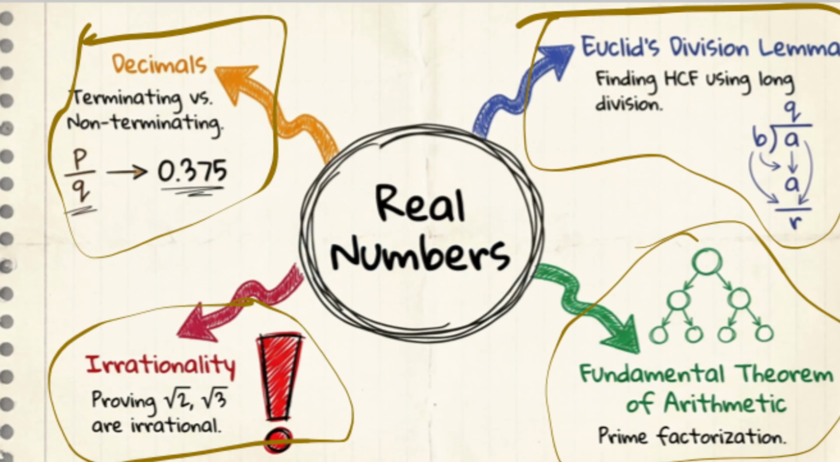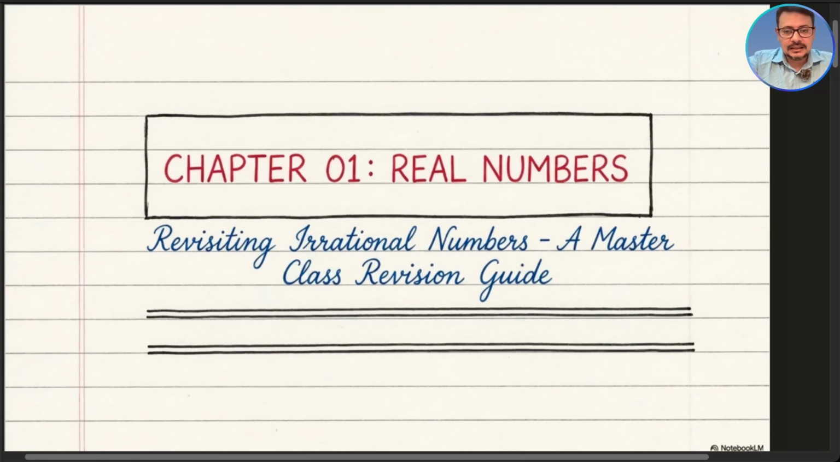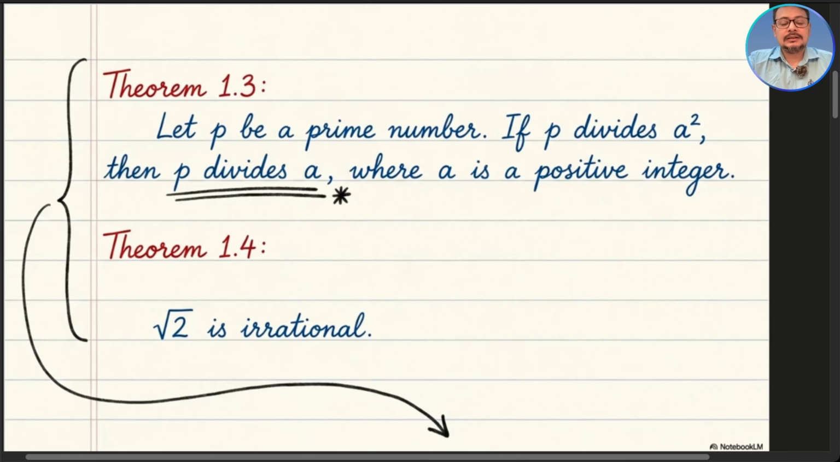Continuing our classroom for chapter 1, Real Numbers, revisiting irrational numbers. Basically this is about exercise 1.3. We are going to solve exercise 1.3 of chapter 1, Real Numbers. This exercise is mainly based on two theorems, theorem 1.3 and theorem 1.4.